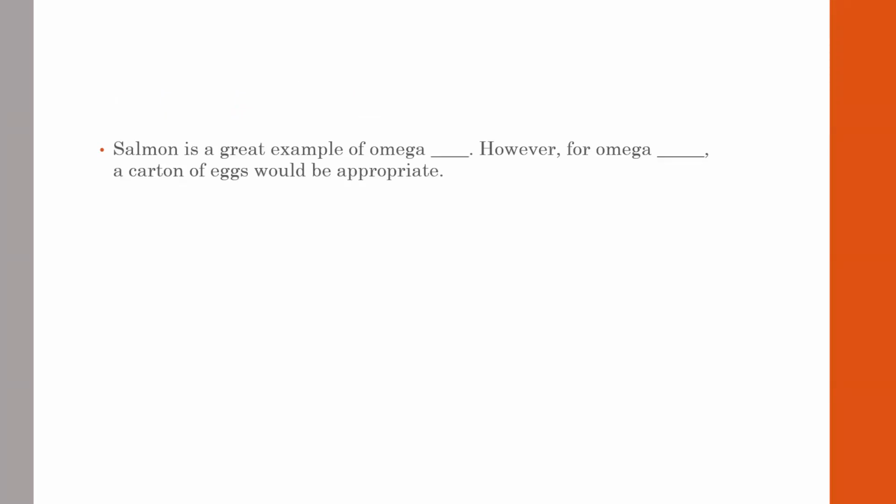Salmon is a great example of omega blank. However, for omega blank, a carton of eggs would be appropriate. We're talking about omega-3 and omega-6. So salmon would be a great example of omega-3, whereas for omega-6, a carton of eggs would be most appropriate.